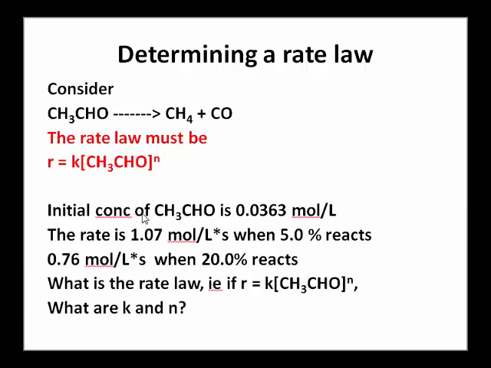We're told the initial concentration of CH3CHO is 0.0363 moles per liter, and then we're given two rates: one when 5% of the material has reacted, and another rate when 20% of the material has reacted. The typical question you may see for this type of problem is: what is the rate law? If R equals this expression, what are the values of K and N?